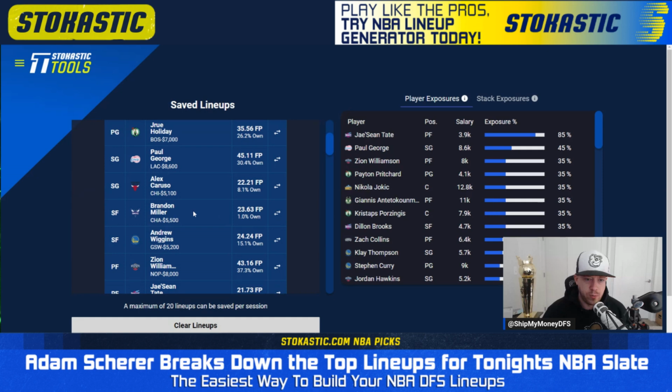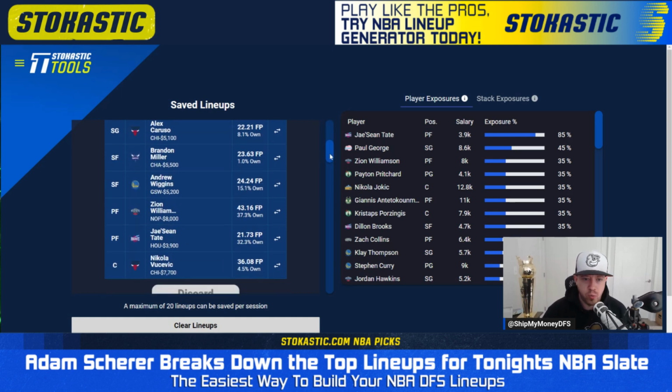We have a 1% owned Brandon Miller. Not a great play, but perfectly fine in a lineup here or there. Very favorable $5,200 price tag on Andrew Wiggins, getting 15% ownership. Zion at 8K, getting 37%. Jayshawn Tate getting 32%. And then we have another contrarian piece in Nikola Vucevic. Should be a low-scoring game against Miami, but still a high upside option at only 7,700.